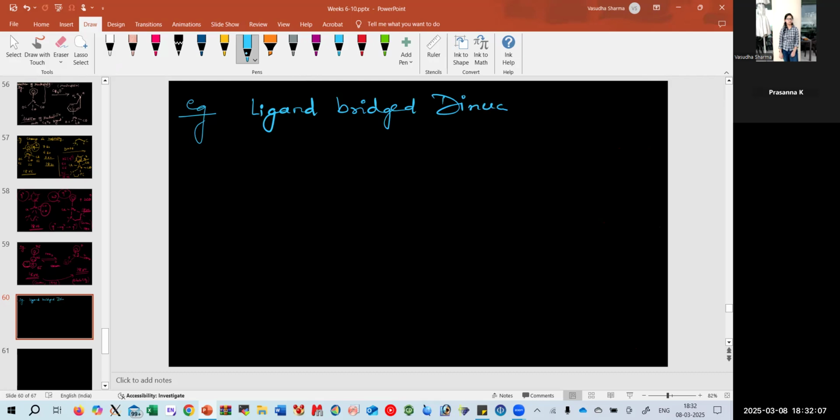So now we have another example of a ligand bridged dinuclear complex. Firstly, we are taking an iron-based system which is coordinated with 3 carbonyl groups, and we have C7H7 where 3 centers are there. So we can expect this one. And the other 2 bonds are as it is.